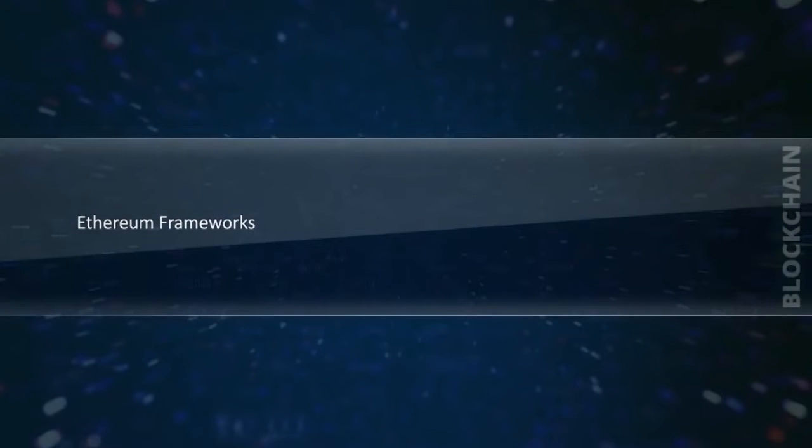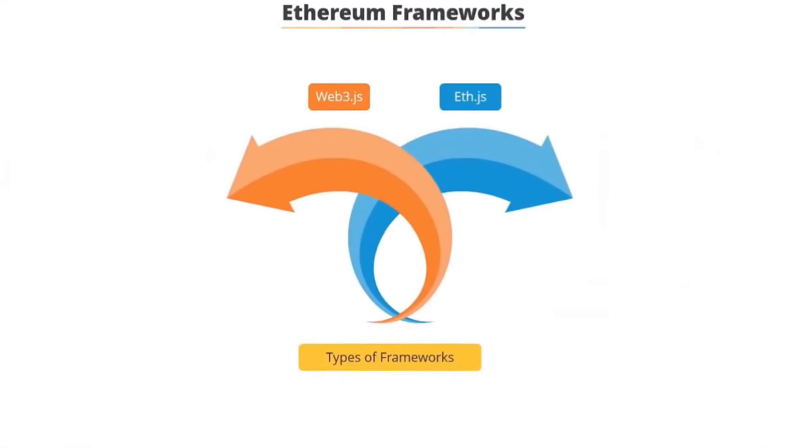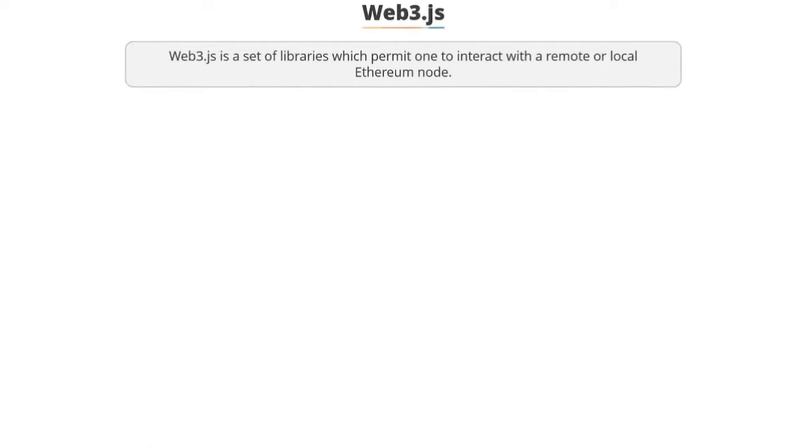Ethereum frameworks. We'll look at two types of Ethereum frameworks. Web3.js. Web3.js is a set of libraries which permit one to interact with a remote or local Ethereum node. It can be done with the use of IPC or an HTTP connection.